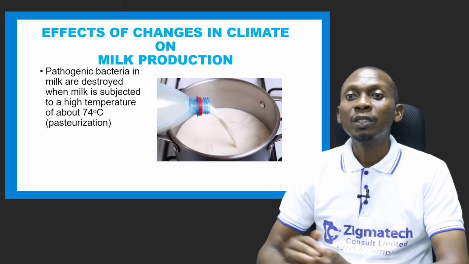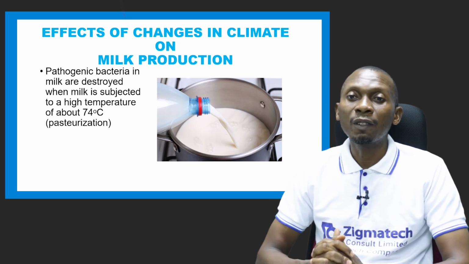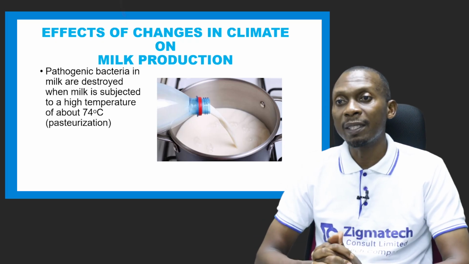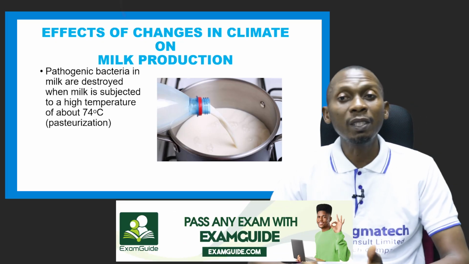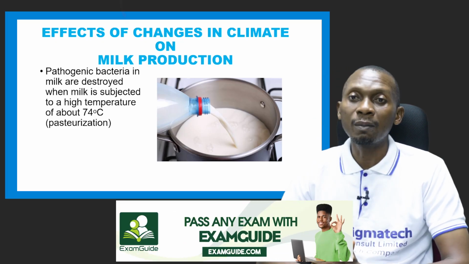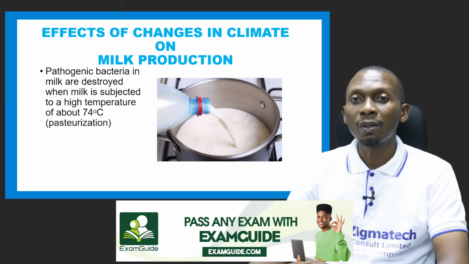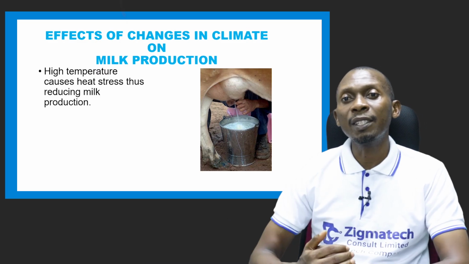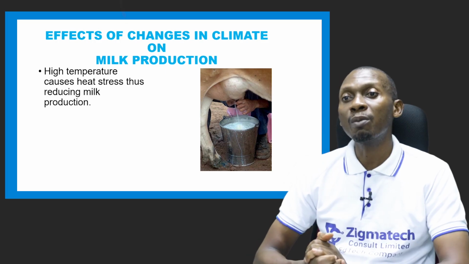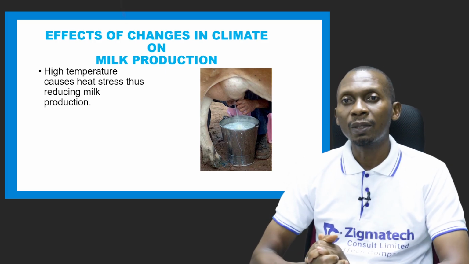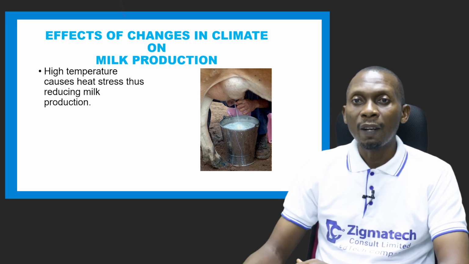Pathogenic bacteria in milk are also destroyed when temperature is above 74 degrees centigrade. That process is called pasteurization. So you can see how temperature can also be used in a positive way to control the growth of microorganisms in milk products or to help preserve our milk products. High temperature causes heat stress in farm animals, and this heat stress could also lead to a reduction in milk production in our dairy animals.